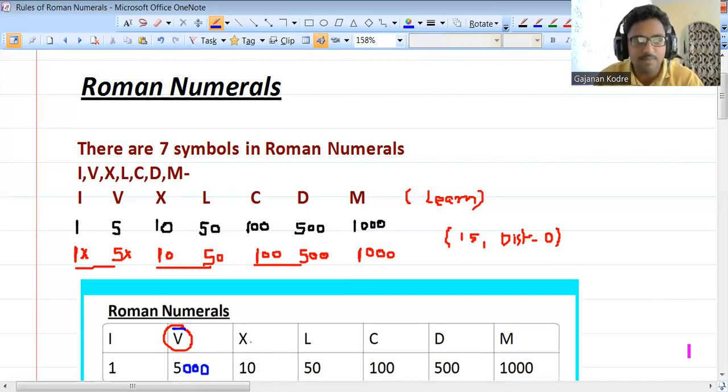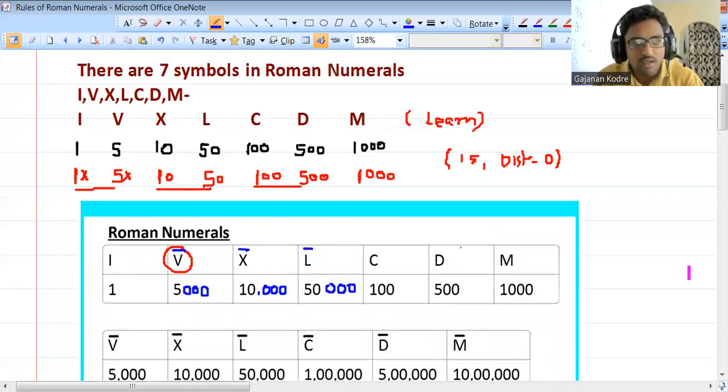X stands for 10. So X bar कितना होगा? Yes, इसके ऊपर 3 zeros. So it will be 10,000. See, Roman numerals, yes, from 1000 till 10,000. If you want further, yes, L stands for 50. So if you give a bar over it, so L bar. So L bar will give you 3 zeros. So if you just add 3 zeros over it, it will be 50,000. Same case with C. C stands for 100, and C bar will turn that 100 into, yes, 1 lakh.